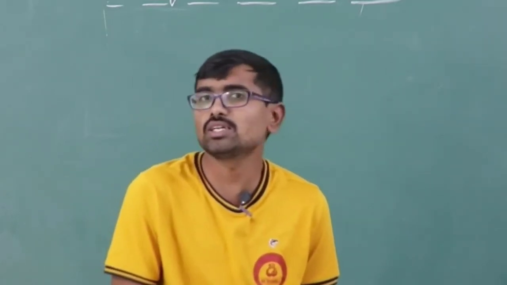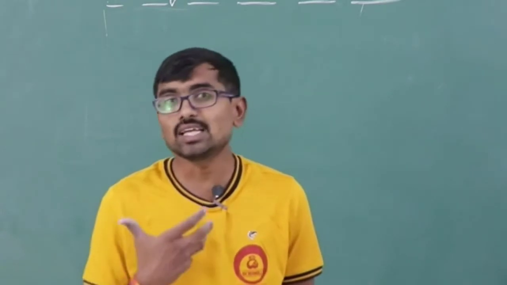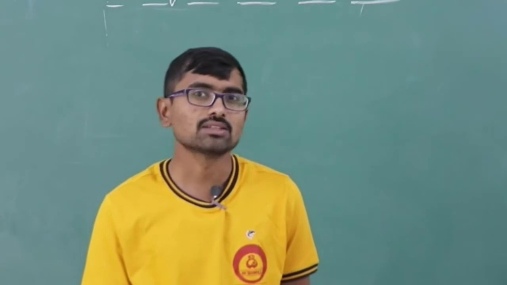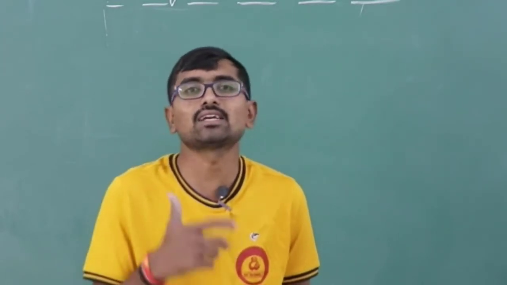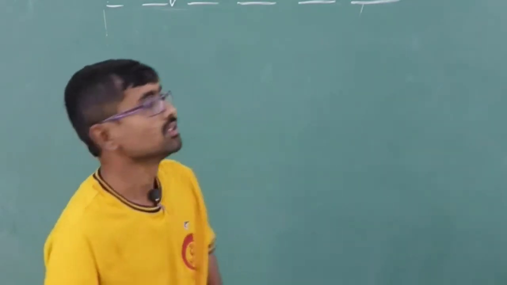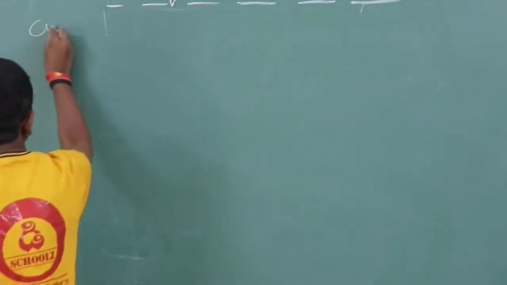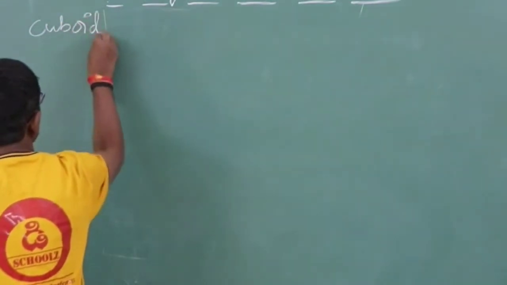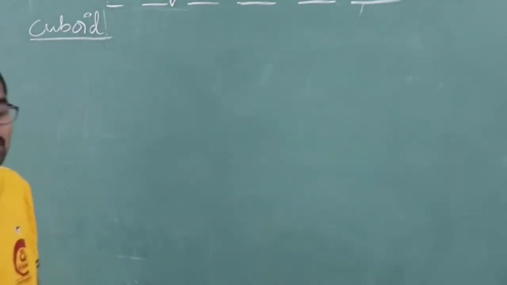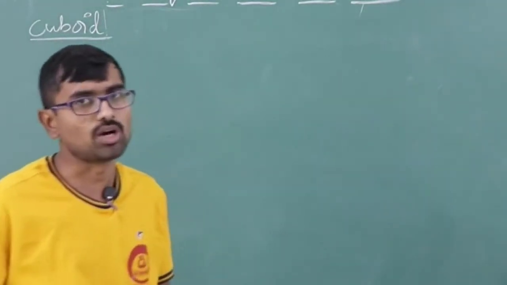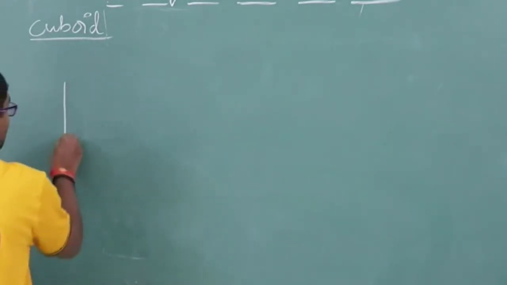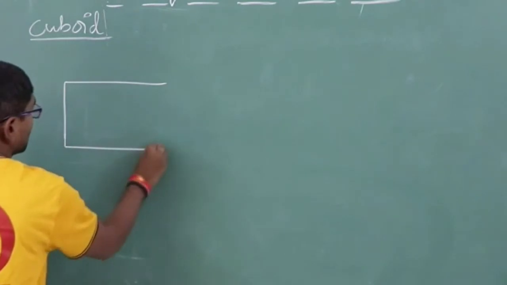So then what is a cuboid here? Absolutely correct. The three-dimensional figure of a rectangle is called a cuboid. You already know about this. Now we are going to find the total surface area, lateral surface area and volume of the cuboid, which is the three-dimensional figure of a rectangle.